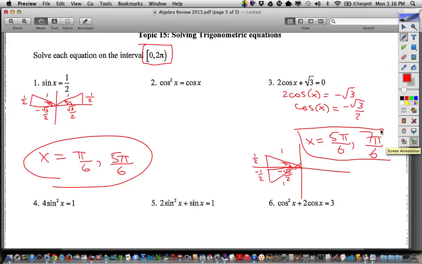Again, if you can just think of the unit circle, just have them memorized, then you have a little less work to do. Or draw your triangle.